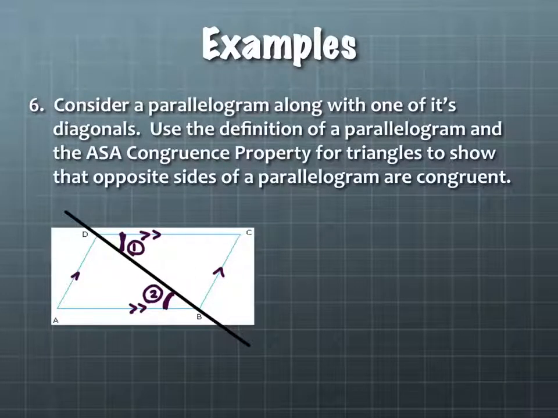Yeah, the one they share, right? The diagonal I drew in. So side BD is congruent to itself. Now, there's actually another pair of congruent angles here that I haven't marked. Do you guys see where they are? I saw some nodding heads. Where are they?